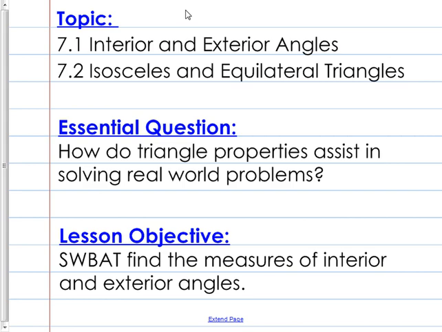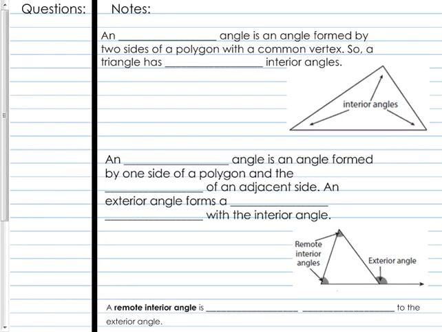Today's lesson is 7.1 and 7.2, interior and exterior angles, as well as isosceles and equilateral triangles. By the end of today's lesson, I hope that you are able to find the measures of interior and exterior angles. Let's get started. First up, an interior angle is an angle formed by two sides of a polygon with a common vertex.